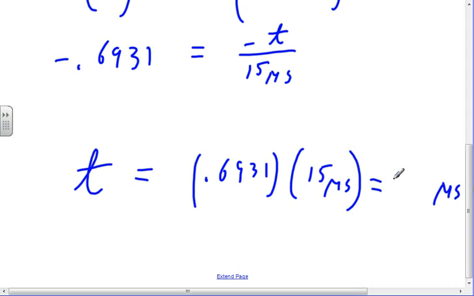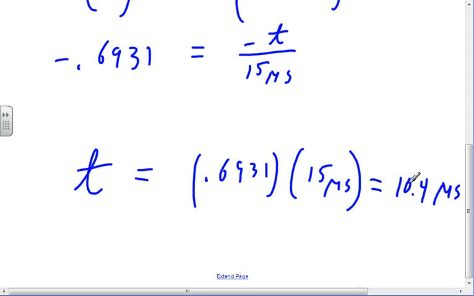10.4. 10.4 microseconds. Okay, good enough. Now it would have been much better to have one equation, 2 unknowns, and then we could have said, oh, I can't solve it.